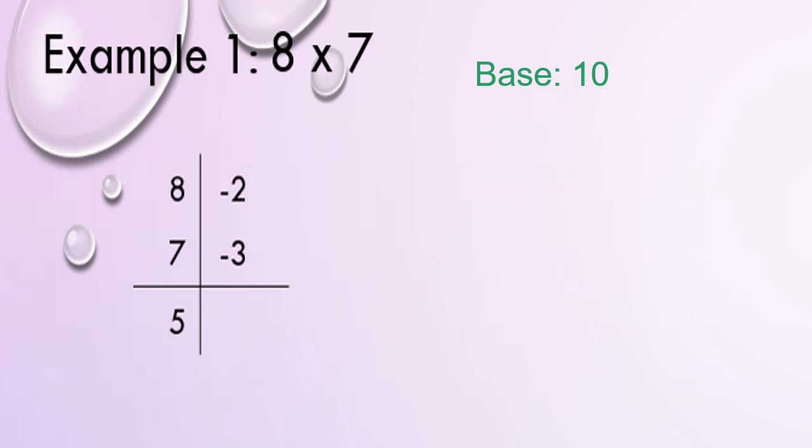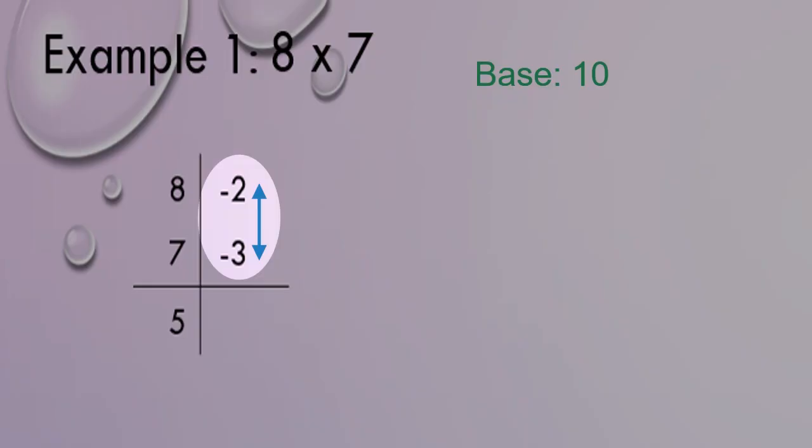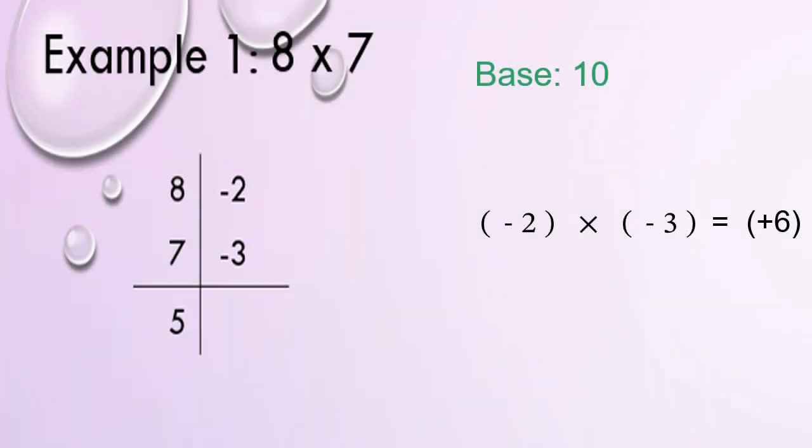Step 3, which is multiply vertically on the right-hand side. Here we have -2 and -3 on the right-hand side of the vertical line, so multiply -2 and -3, which gives us +6. And write 6 in the answer line on the right-hand side of the vertical line. And we have our final answer 56. Please note that the number of digits on the right-hand side of the vertical line should be equal to the number of zeros in the base. If the case is not so, then what you have to do will be discussed later in this video.